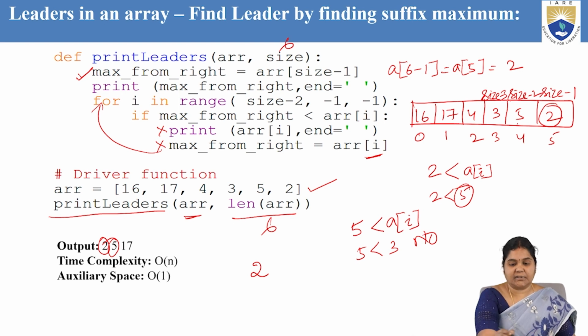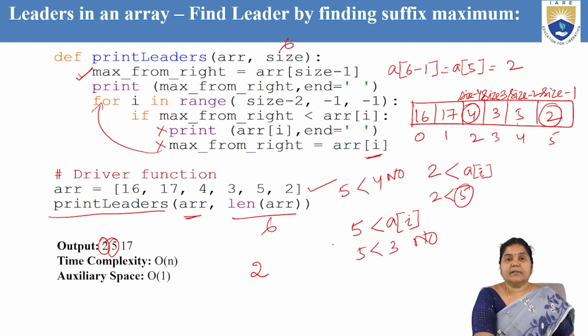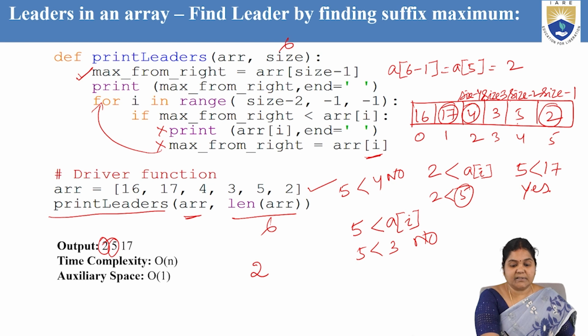Now in the next iteration, we are coming to size minus 4. The next element is 4. So the maximum element is 5. Is 5 less than 4? Again it is no. So the leader we are not finding. The next element is 17. So is 5 less than 17? Yes. So then max from right is going to change to 17, and 17 we are going to display.